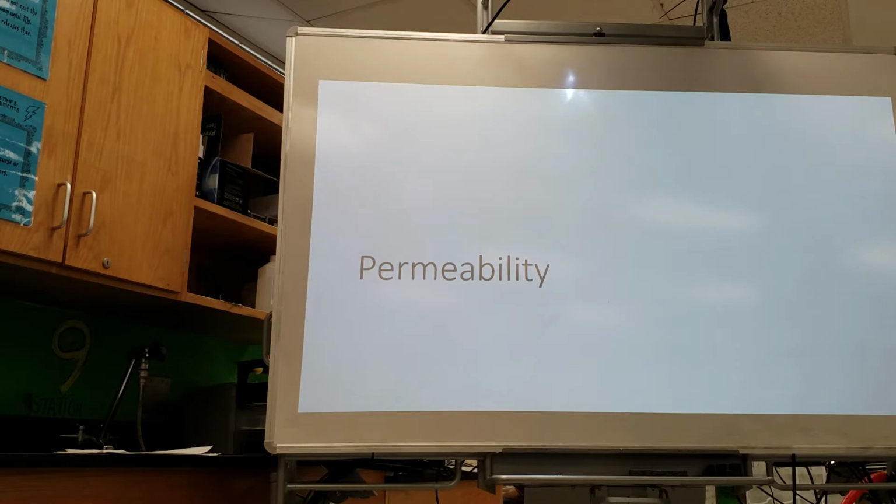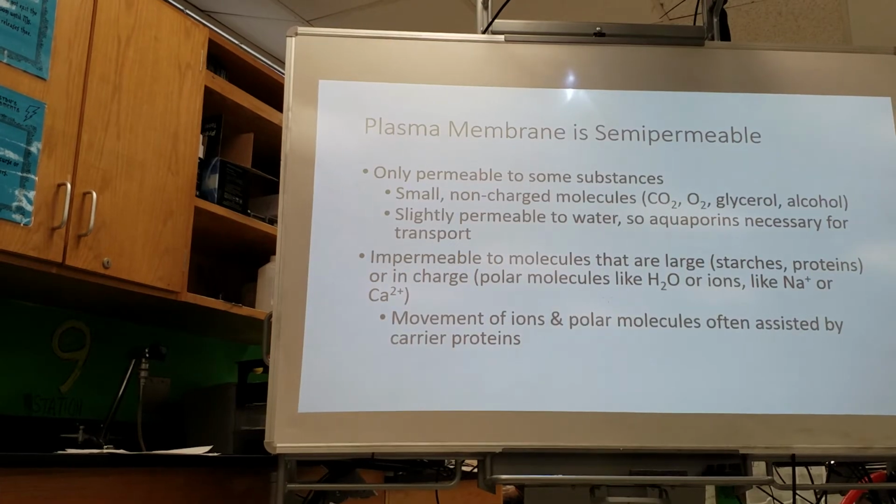All right, let's talk about transport, permeability. So the plasma membrane is only semi-permeable. Like I said, your base model membrane with just some phospholipids and some cholesterols in it is very picky about what it will allow to enter. If you are small or uncharged, you can cross freely. So carbon dioxide, oxygen, small uncharged molecules. Glycerol is a fairly small uncharged molecule, happens to be one of the building blocks of fatty acids, and some of the smaller alcohols can also cross.